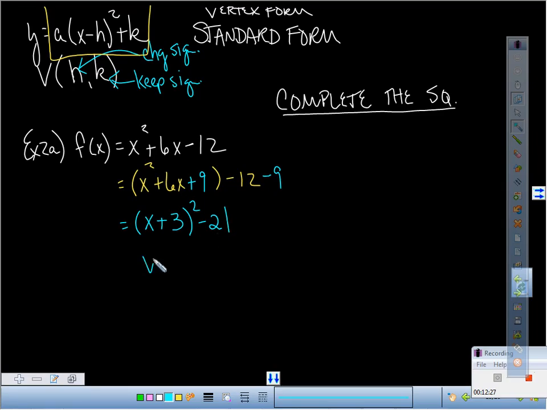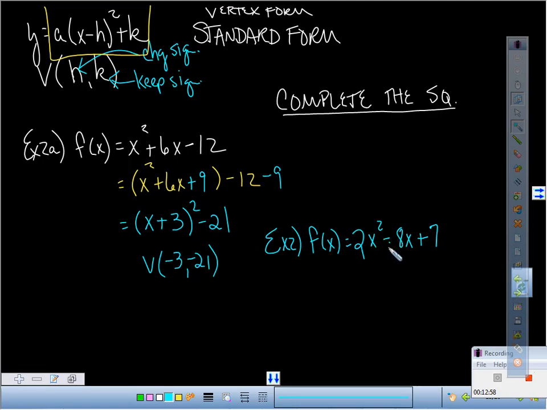All right, what's my vertex? What? Negative 3, negative 21. Very good. Okay, now I'm going to let you try one. Now, what am I going to do to this one? Well, we're going to do another one. I'm going to make it a little more difficult. Okay, this is actually the example 2 in your book. Okay, and it looks like this. F of x is equal to 2x squared plus 8x plus 7. I'm going to make it a minus 8x, just because I don't want everything to be a plus.